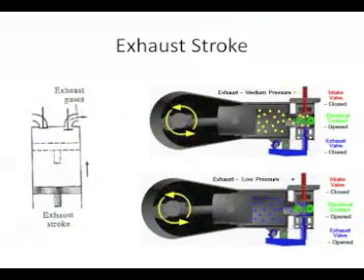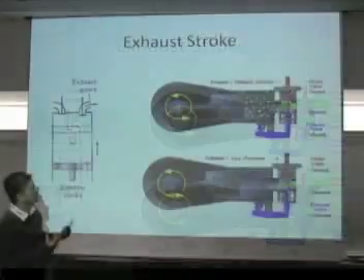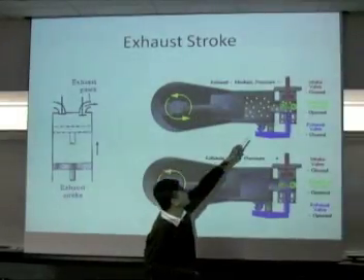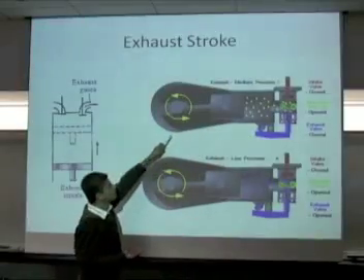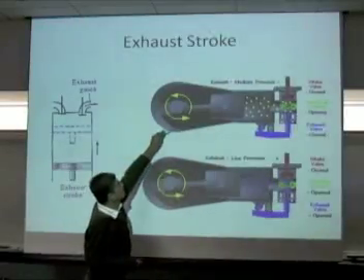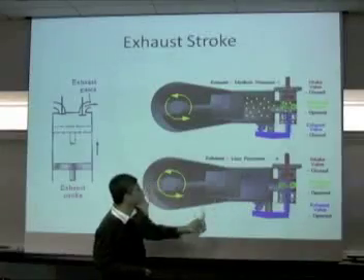Now all this gas has pushed all the way down to the bottom, and when it reaches the bottom dead center, the pressure is lost. The gas that was inside such a small area is now expanded all the way to the big area, so the overall pressure decreases, and the piston reaches the bottom dead center.